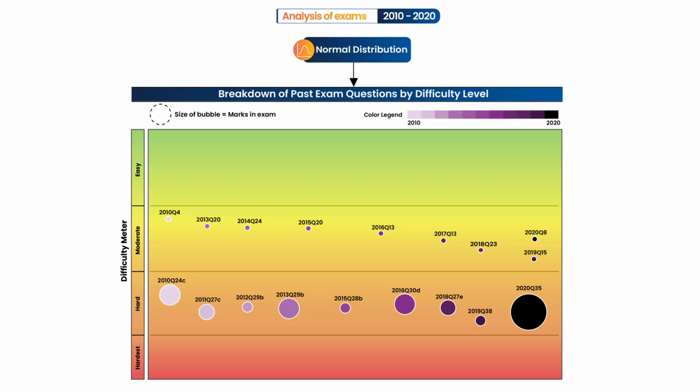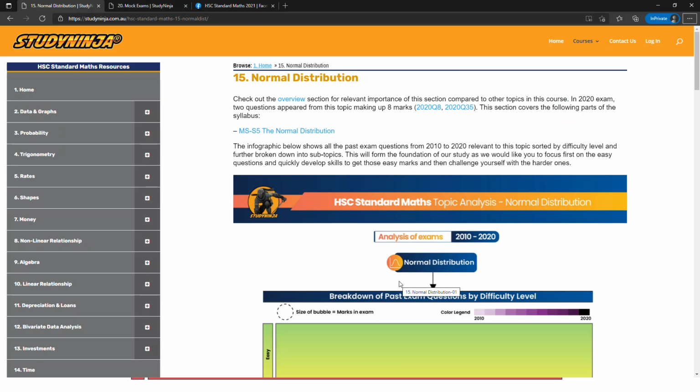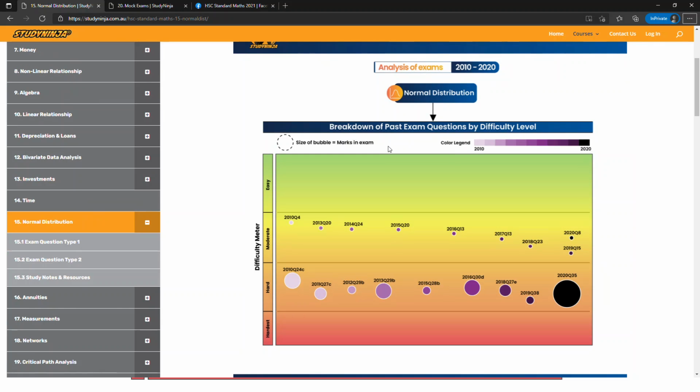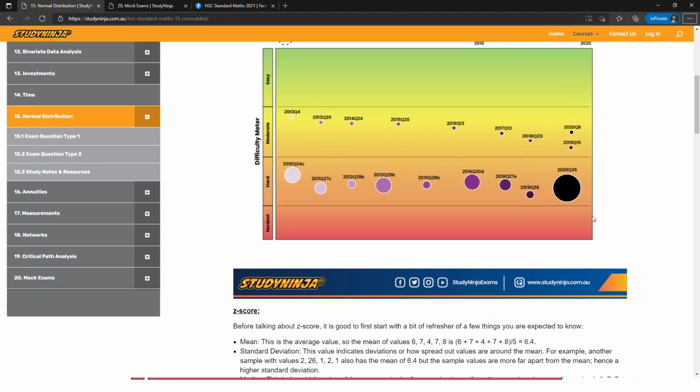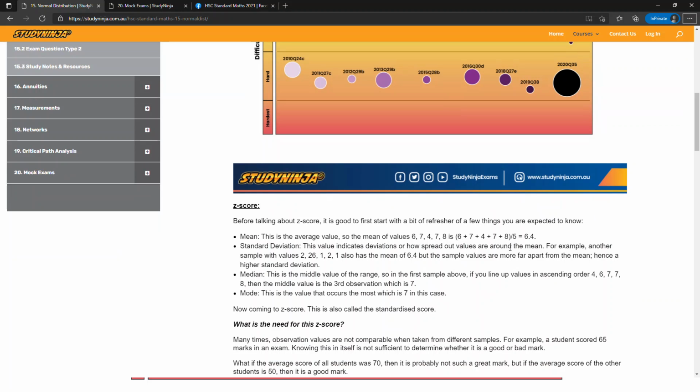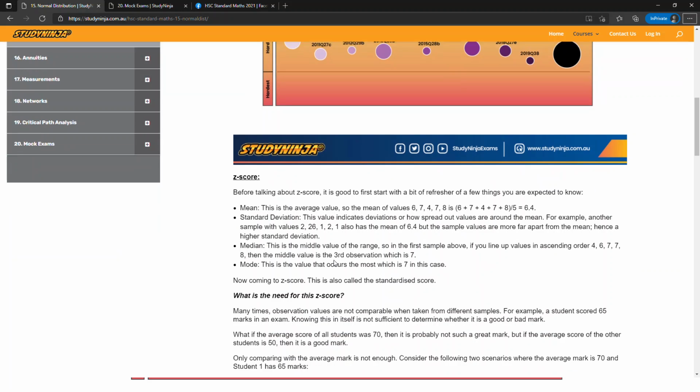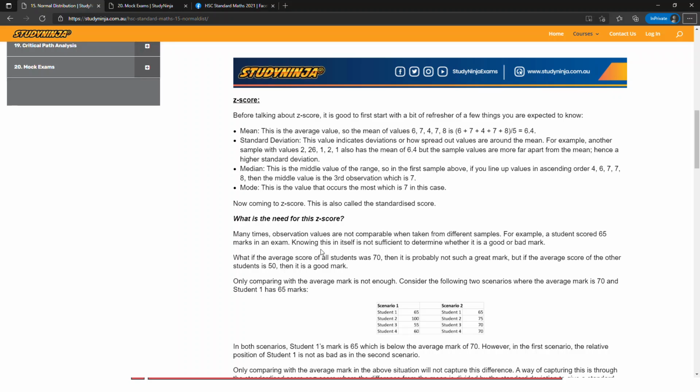But before we start, I want to take you through a little bit of theory. Usually I don't do this, but I think for this particular type of question, this theory is very important because many of the questions ask you for the application of the Z-score, not specifically directly asking about the score. If you go to topic 15 on the Study Ninja website, you will find all the details on what I'm talking about. So here you've got the notes.